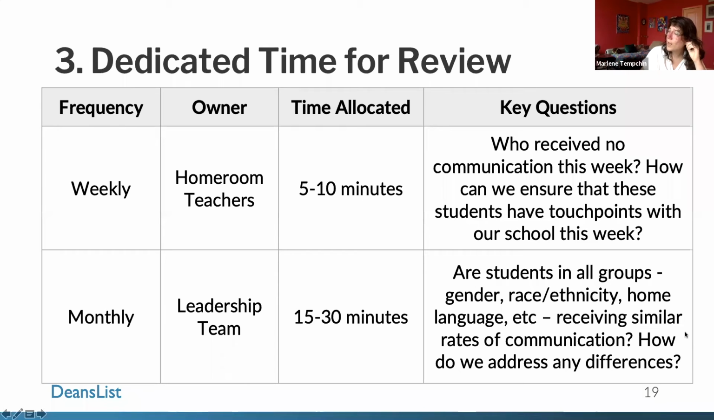Or are students in all groups, gender, race, ethnicity, home language, etc., receiving certain rates of communication? How do we address any differences? And again, this could be something looked at for 15 to 30 minutes monthly by the leadership team, so that you can take a look at any discrepancies and then make a quick plan for what you're going to try between now and the next meeting to even out those rates.